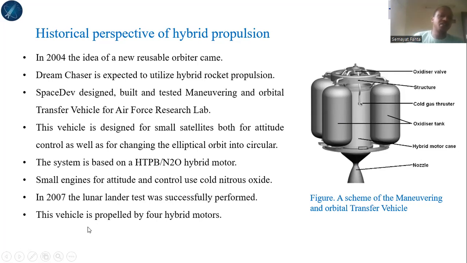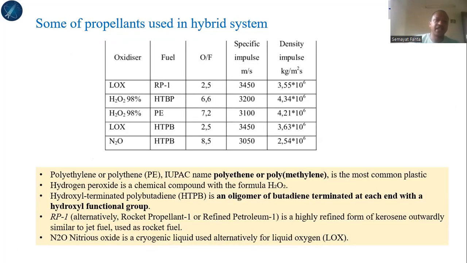So he successfully launched this rocket after 3 years of his work. In 2007, the lunar lander test was successfully performed. And this vehicle is propelled by four hybrid motors. Okay? Four hybrid motors are there. These are oxidizer motors. Actual tankers, there are hybrid motor cases there. So he used this motor.